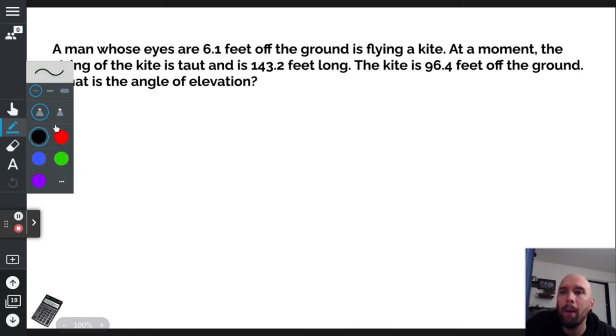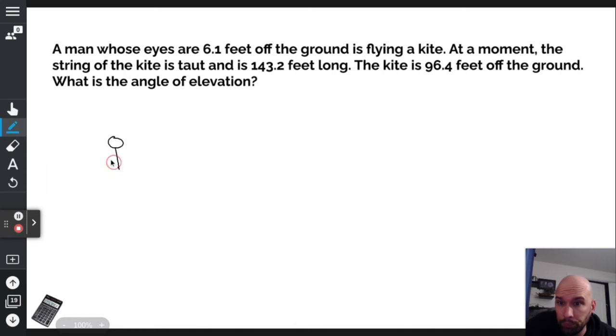Well, let's draw a man. Look at him. He's flying a kite. Oh, the string is taut. That is a kite. There's the thing, and then like ribbons or something. I don't know. I don't fly kites anymore. It's 2024. No one flies kites.